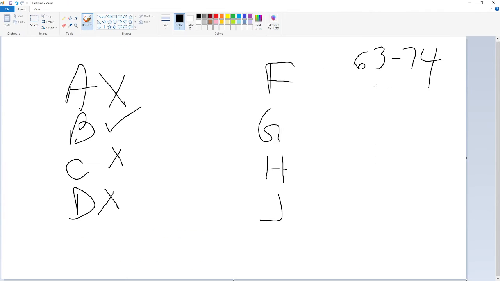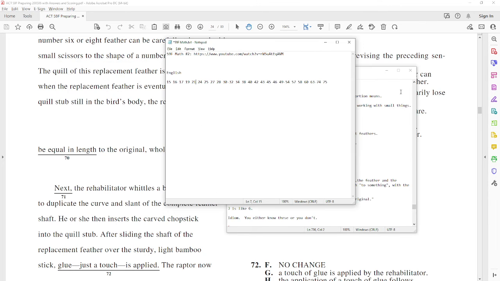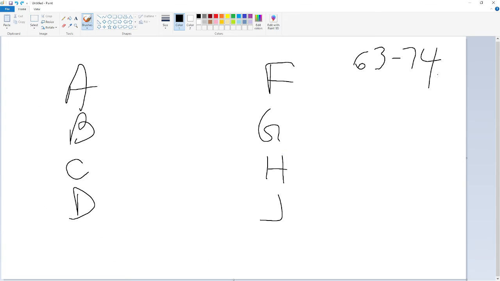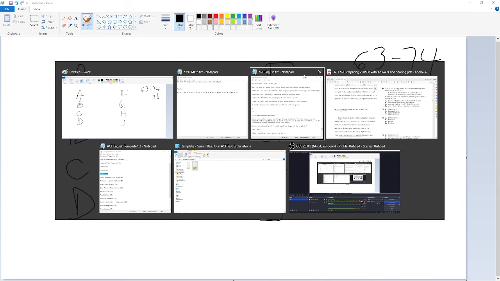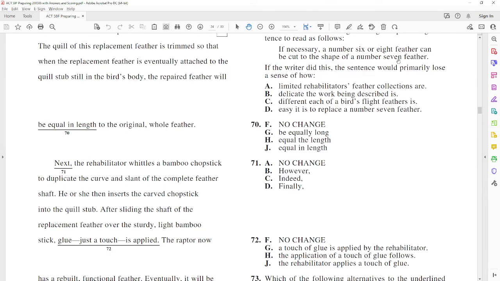Okay, 70, we still have to do 63, so we have a few more to do here. 74, and then what else do we have? 63 to 74 and 75. We should have said 63 to 75. Who came up with 63 to 74? Okay, I just did 69, I think. If necessary, number 6 or 8 feather. Yes, so now we're on 70.